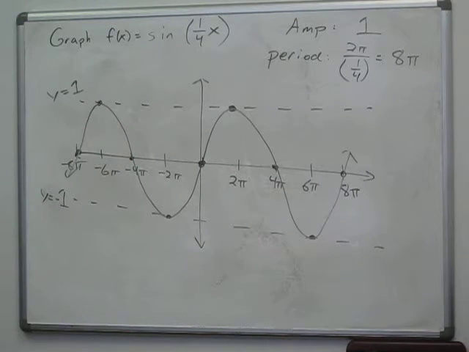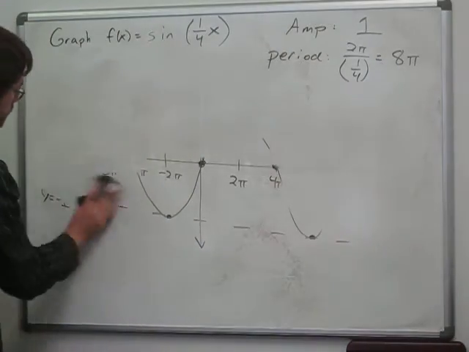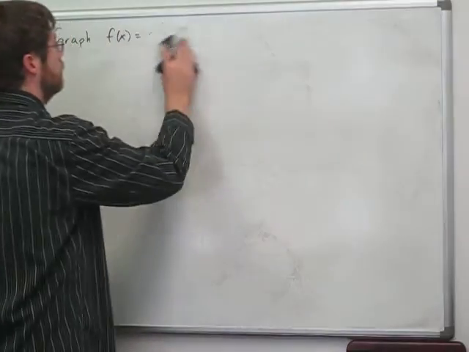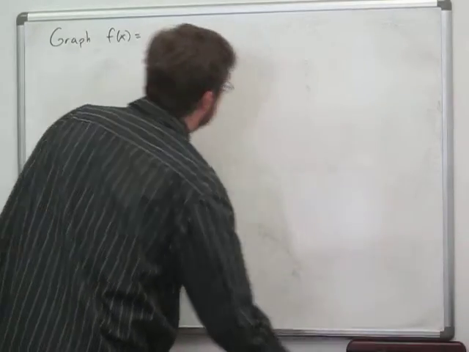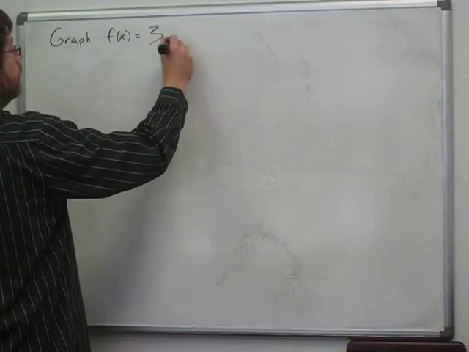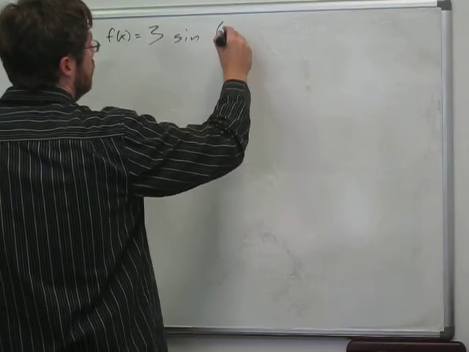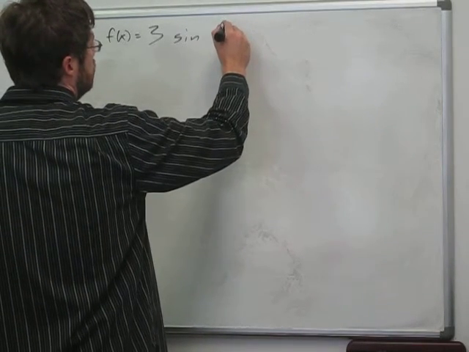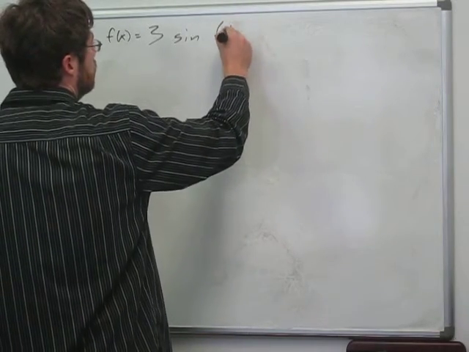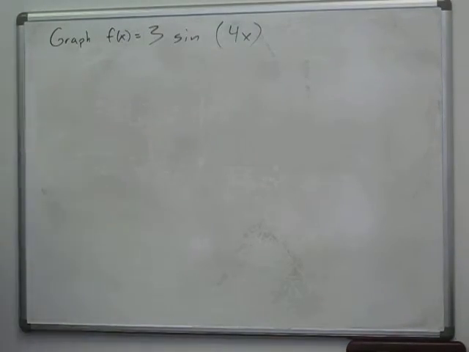Okay. So let's do one more, just to make it a little more complicated. Let's try 3 times the sine of 4x.